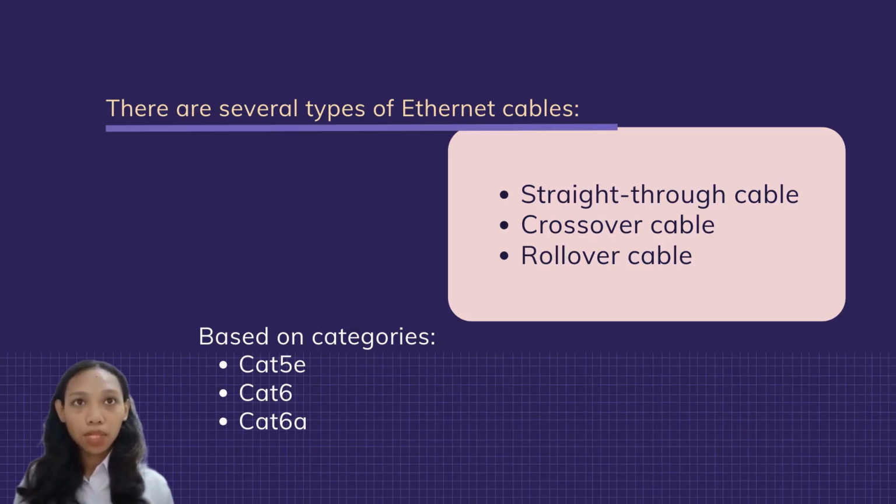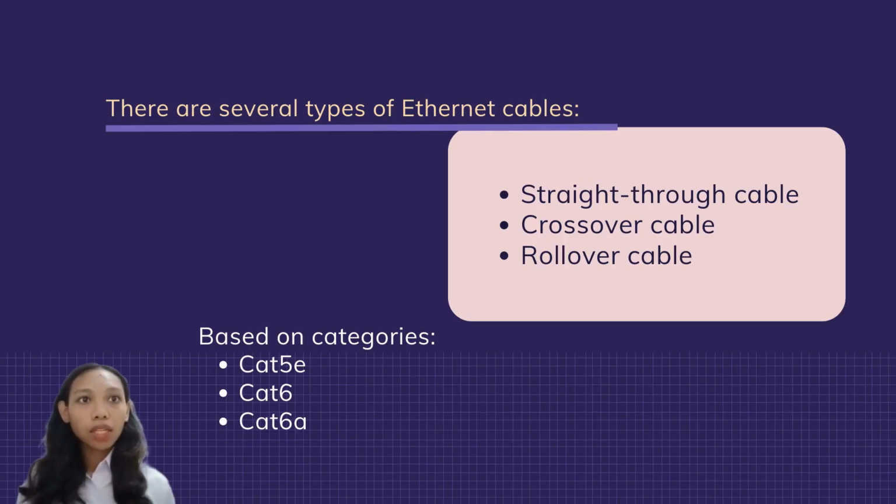In addition to types, Internet cables are also categorized based on their performance and speed capabilities. For example, category 5E cables can support speeds up to 1 Gbps and are commonly used in basic networking environments. Category 6 cables offer better performance with higher data transfer rates and reduced interference, making them more reliable for modern networks.